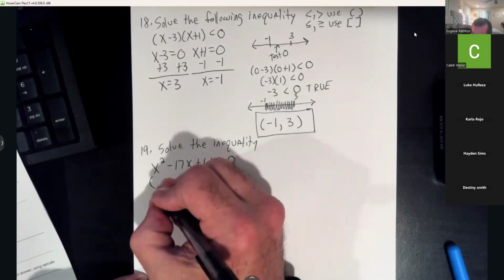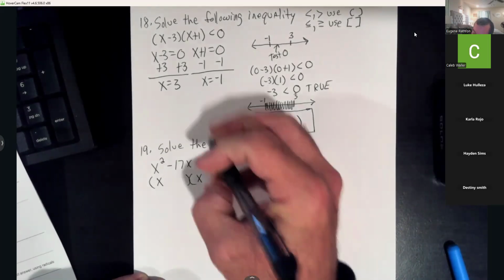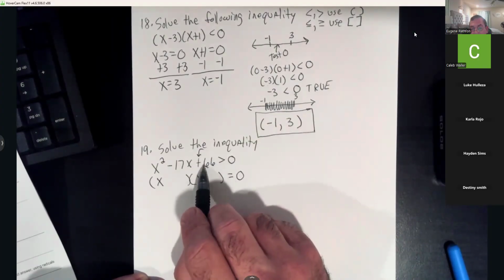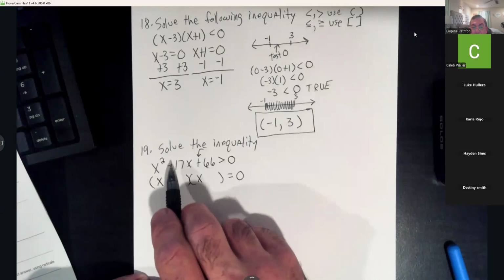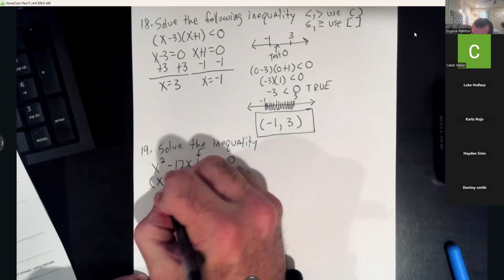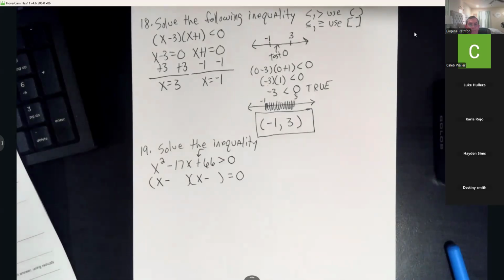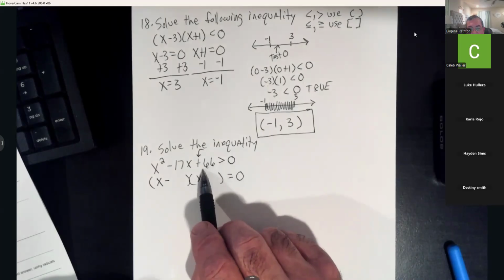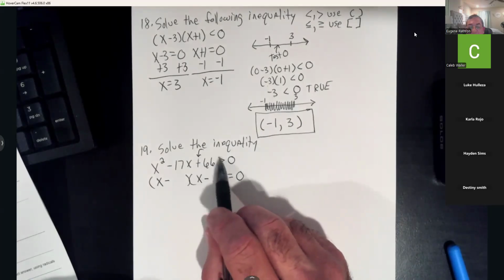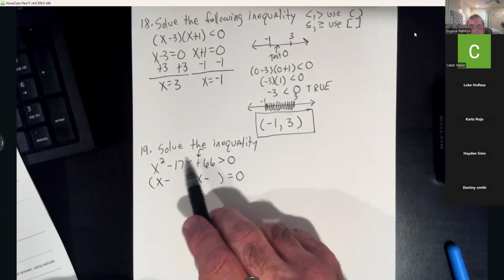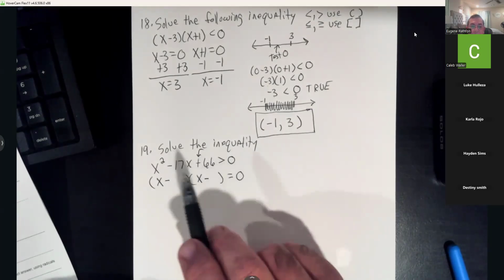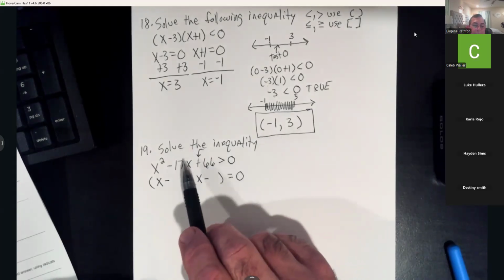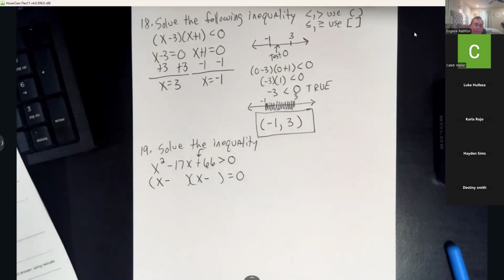So x squared is an x and an x. Y'all check this out. This last number is positive. Since that's positive, both of these factors will have the same sign as the middle. They'll both be negative. So y'all, what I need for this problem: can y'all find me factors of 66 that add to equal 17? Give me two numbers that multiply to get 66, but when you add them, you get 17.